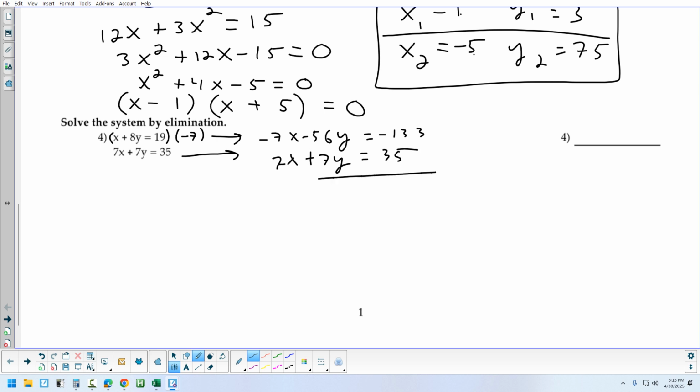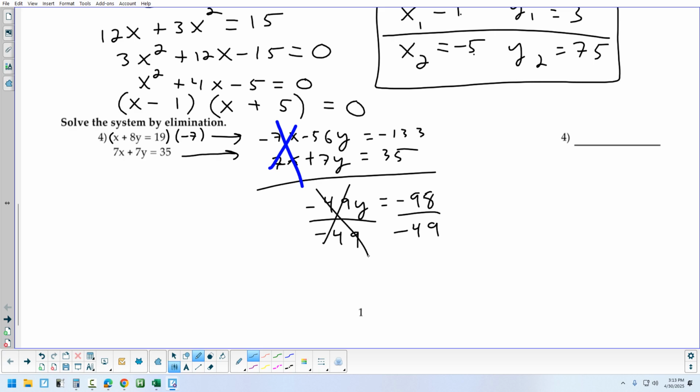Equals 35. And when you added those up, then what happened? The x's canceled. Yep, x's are gone. I got -49y equals -98. All right, and your last step? Divide by -49 on both sides. And that means y equals 2. Yes, perfect. So you got y equals 2.